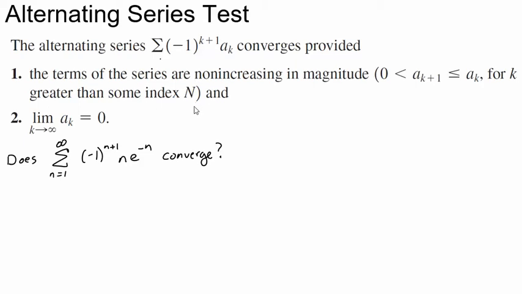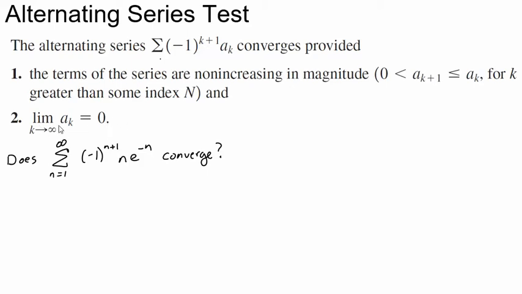This doesn't happen very often, but it is possible that your terms are not meeting this criteria for the first few terms, but then at some point, for k greater than some n, we do get this pattern of non-increasing. Then we could apply this also. You don't see that too often.